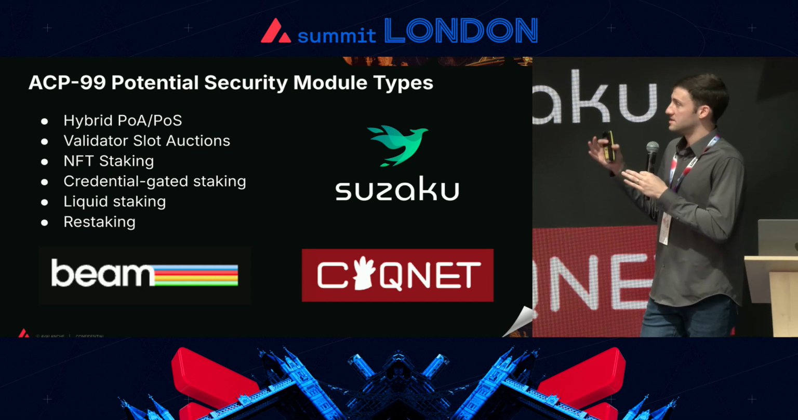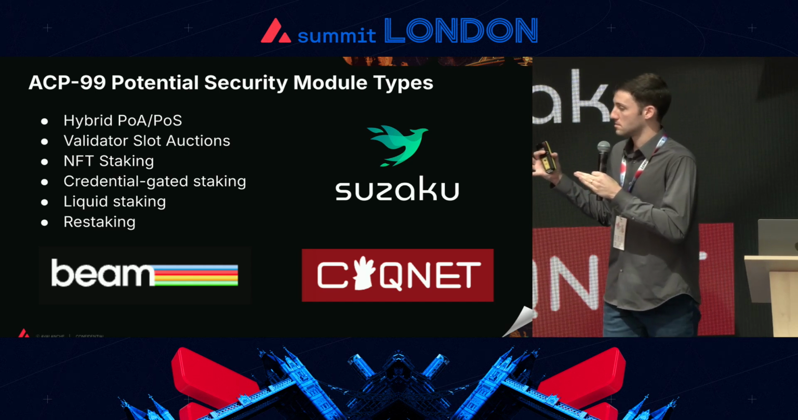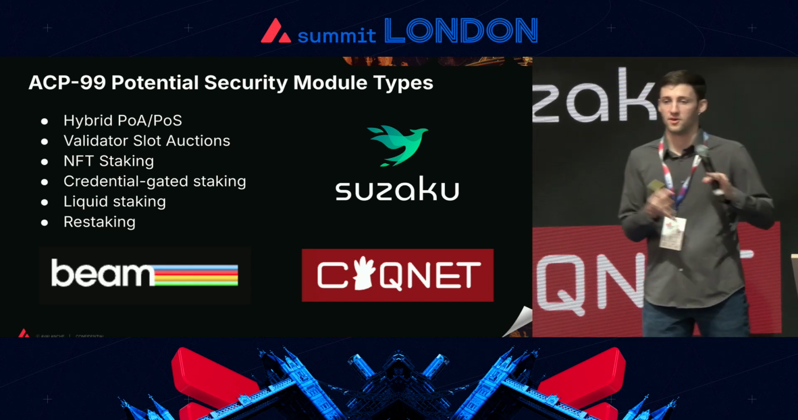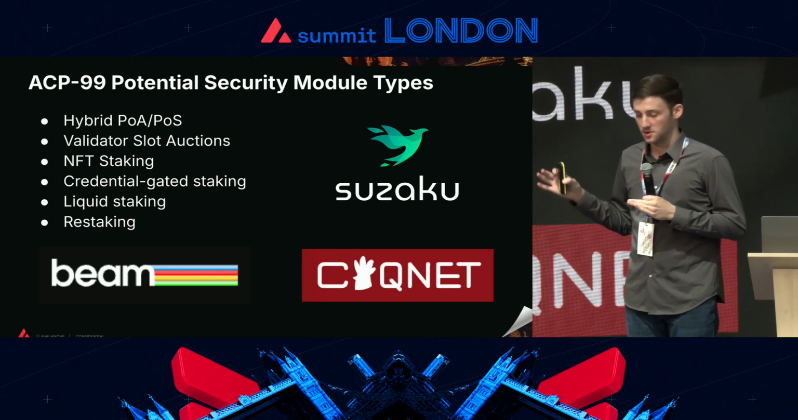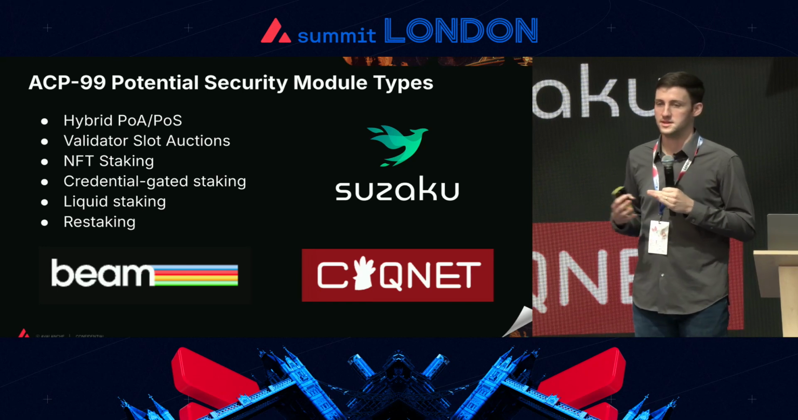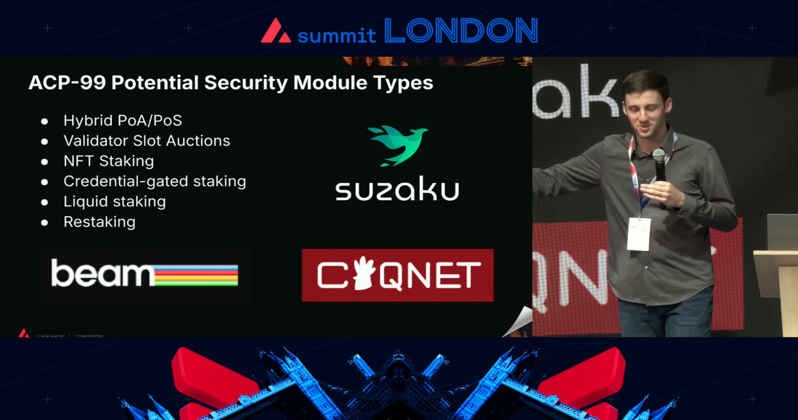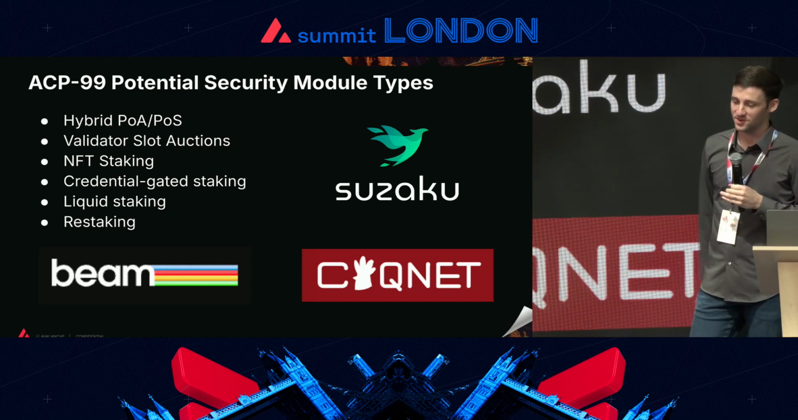So all of this touches upon the base cases of proof of authority and proof of stake. But looking ahead, the reason why these contracts are so exciting is because they can be extended into arbitrary future implementations with various security modules.